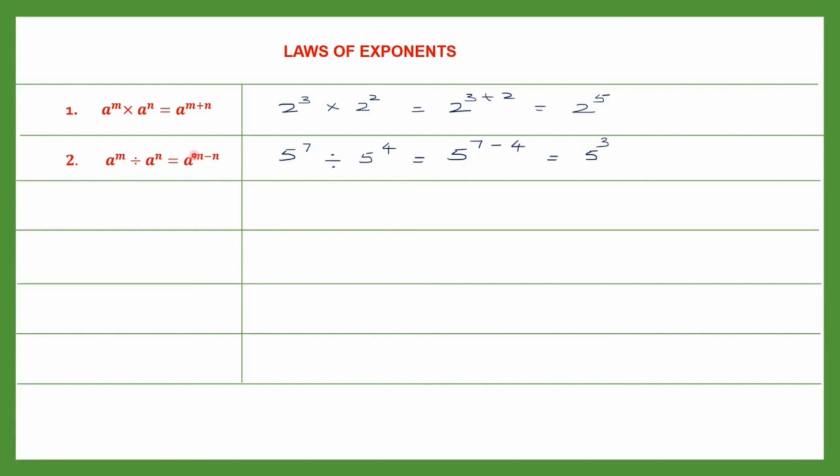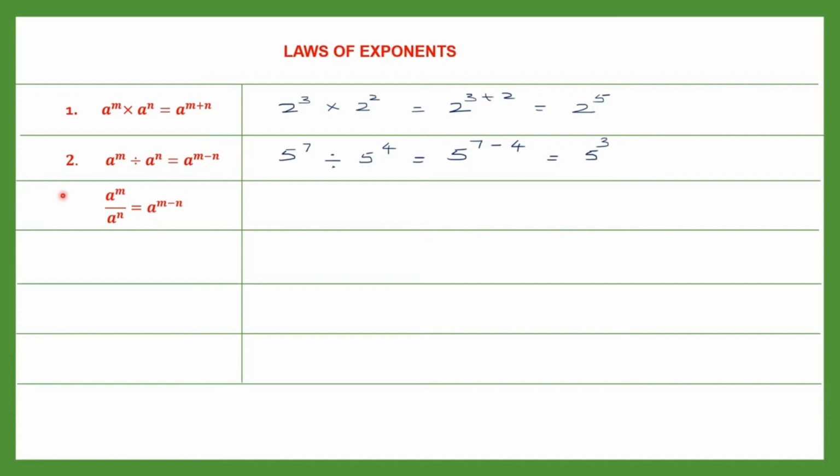So when it is multiplication, we add up the powers. When it is division, we subtract the powers. So this is the quotient law, which can also be written like this. So this also means the same, that it is division where we subtract the powers.